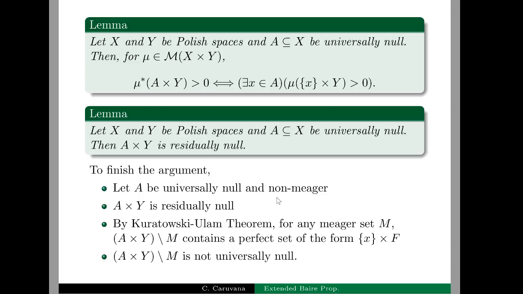The rest is just showing that it can't be written as a union, and that follows really from the Kuratowski-Ulam theorem. I pick some universally null set A which is non-meager. Then what we just showed is that A cross Y is residually null. If you give me any meager set, then in the complement of A cross Y there's going to be some perfect set of the form X cross {y}. That little strand, which of course is meager in the space, still supports a continuous probability measure. So therefore it's not universally null. So there's our example. I'll come to a question related to this construction later.